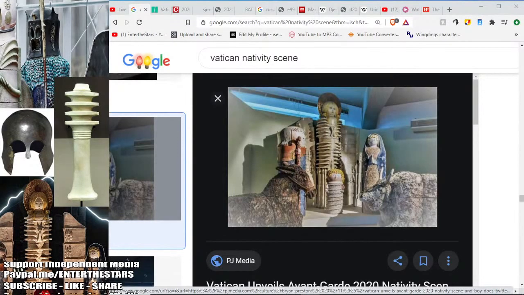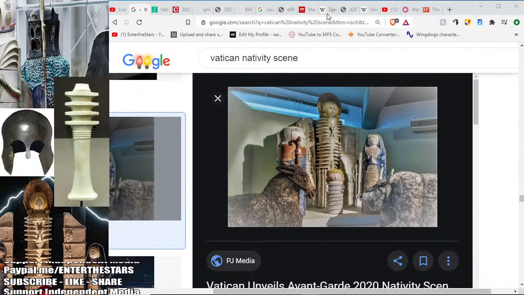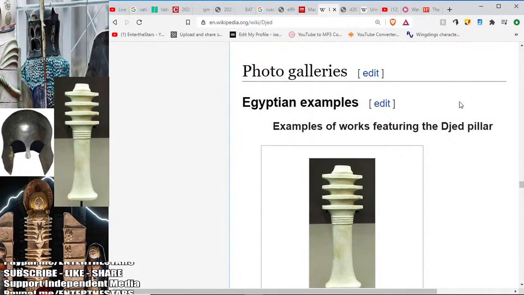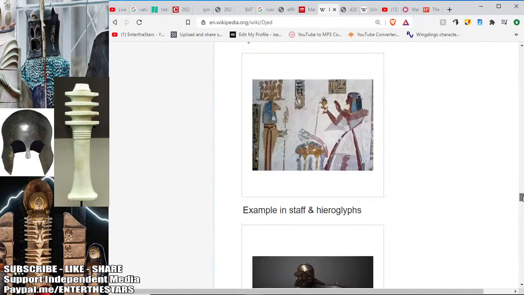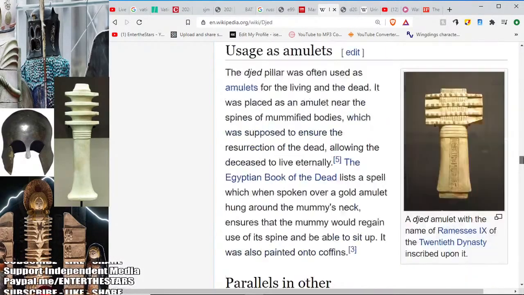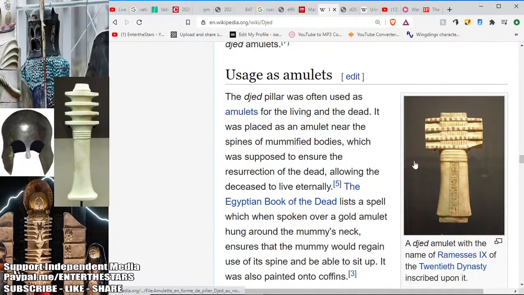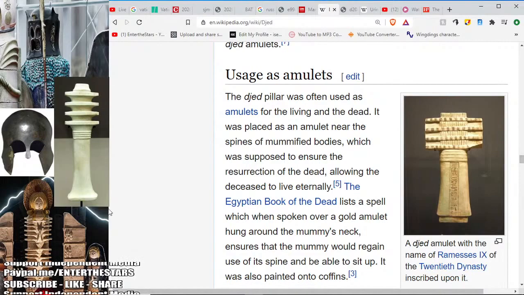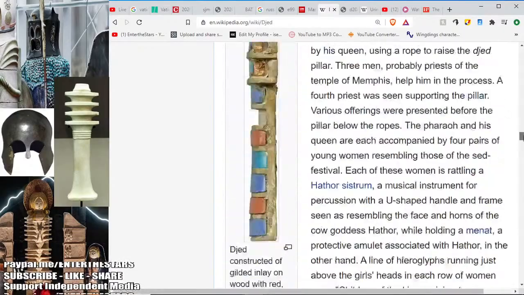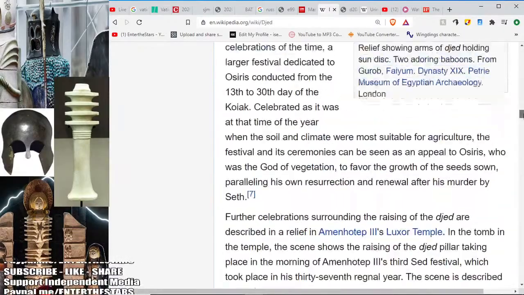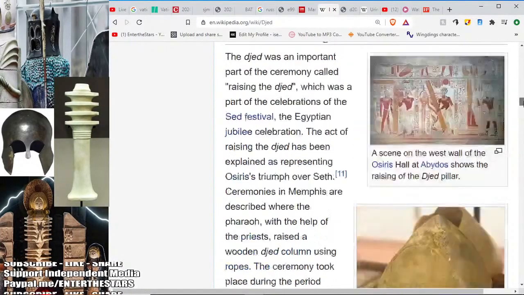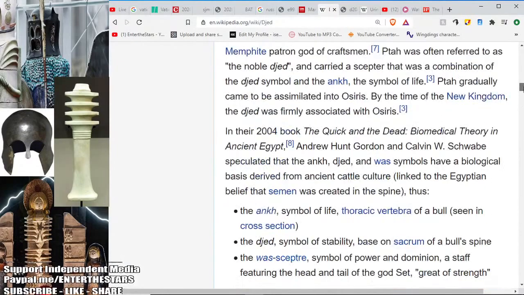So, what's all the fuss? Well, this right here is what is called a DJED. D-J-E-D. Let's look at some pictures of the DJED. It's a pillar-like object, and it was worshipped in ancient Egypt as the spine of the bull that they worshipped. Let's look at some other pictures of the DJED here. As you can see, it looks very otherworldly. It's got horizontal bars going across vertical bars.